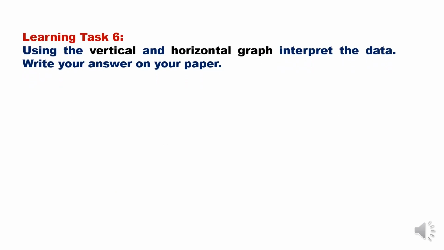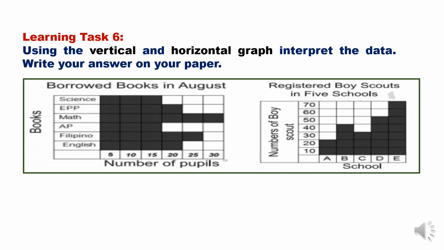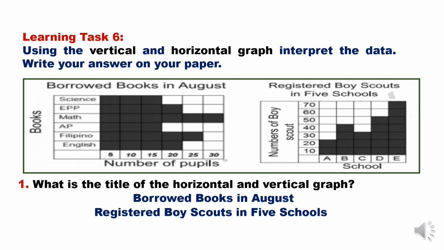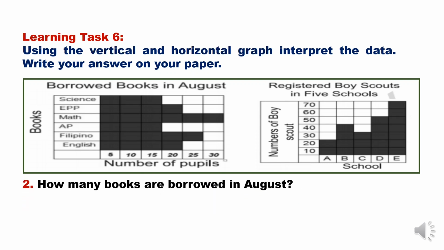For your learning task 6, using the vertical and horizontal graph, interpret the data. Write your answer on your paper. What is the title of the horizontal and vertical graph? How many books are borrowed in August?